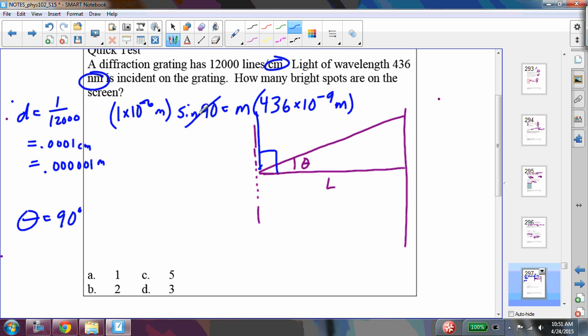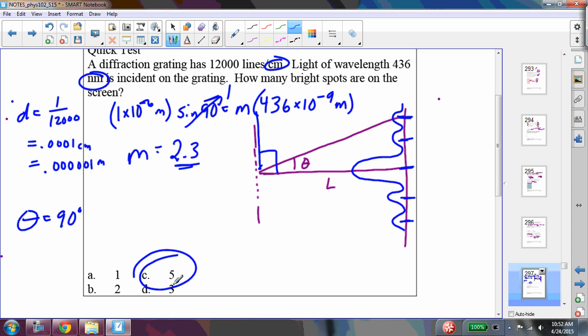Now sine of 90, of course, is just 1. So if I solve this for m, it's going to be 1 times 10 to the minus 6 divided by 436 times 10 to the minus 9. And I get 2.3. That means on this screen, I'm going to have my central bright spot. I'll have 2 additional bright spots on either side, since this goes to 2.3, I only get 2 on each side. So I get 1 bright spot there, there, there, there, and there. So I get 5 bright spots.